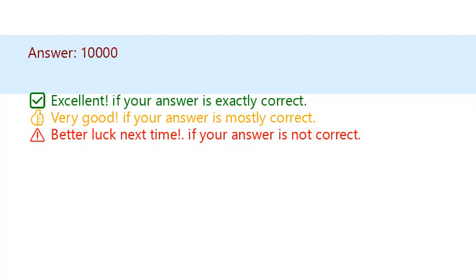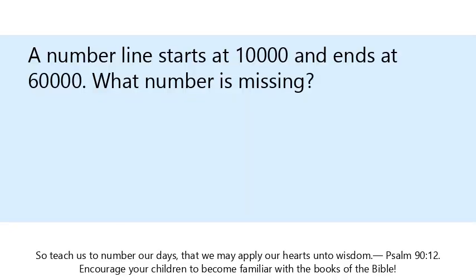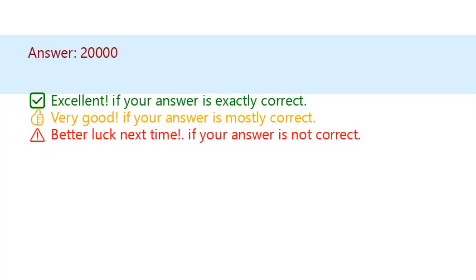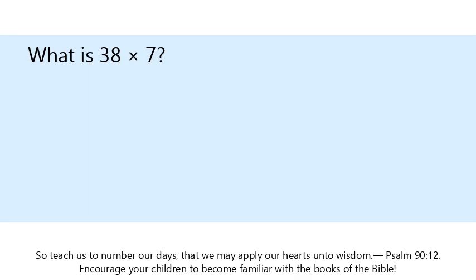Answer, 10,000. A number line starts at 10,000 and ends at 60,000. What number is missing? Answer, 20,000. What is 38 times 7?